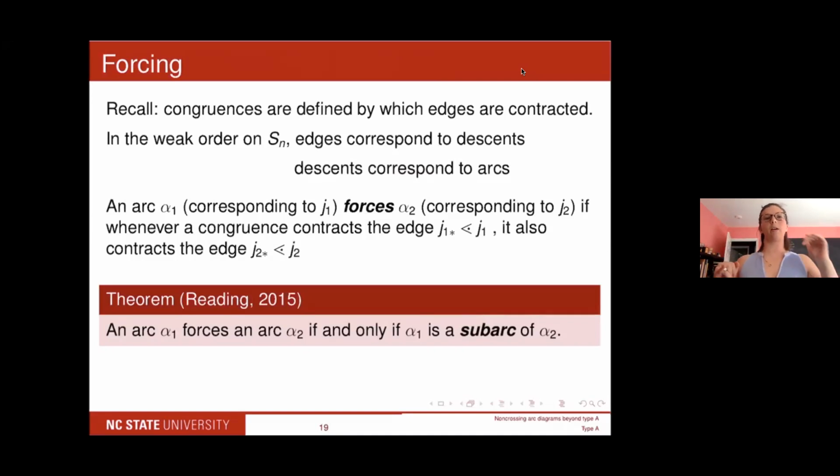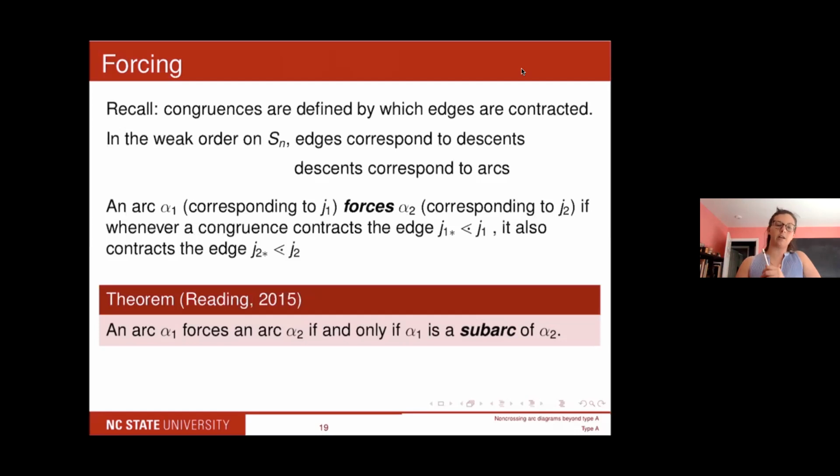So we're going to remember congruences are defined by which edges are contracted. In the weak order, edges correspond to descents. And also, because of this delta, this map, descents correspond to arcs. So we've got this definition of forcing. An arc alpha 1, which corresponds to a join-irreducible J1, forces alpha 2, corresponding to J2, if whenever a congruence contracts the edge down from J1, it also contracts the edge down from J2. And so we can use this forcing idea to think about congruences.